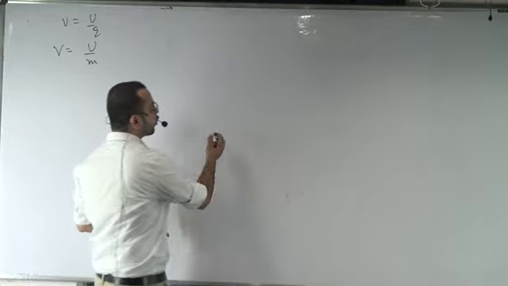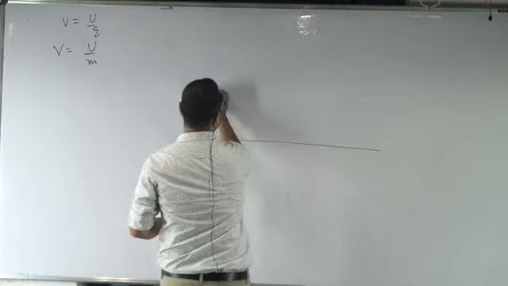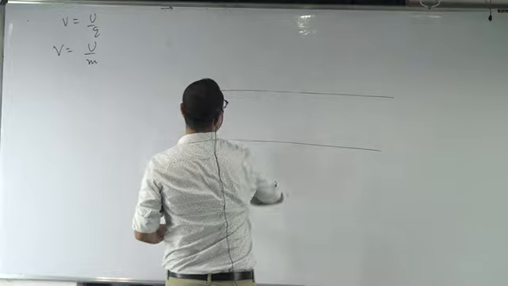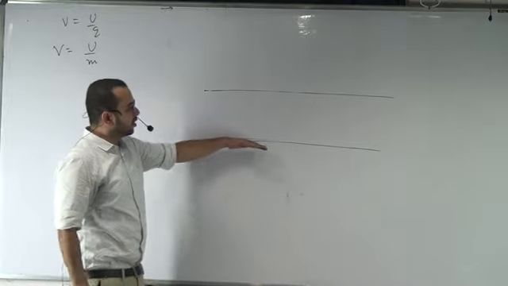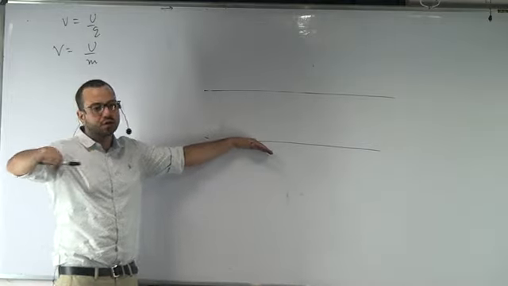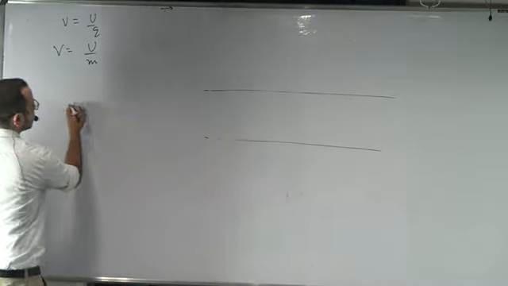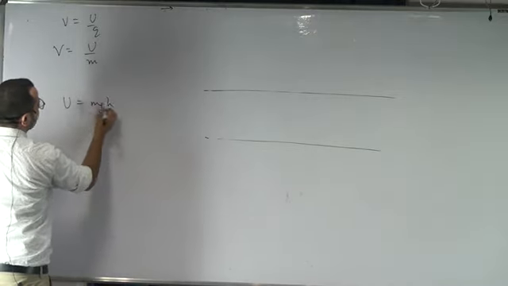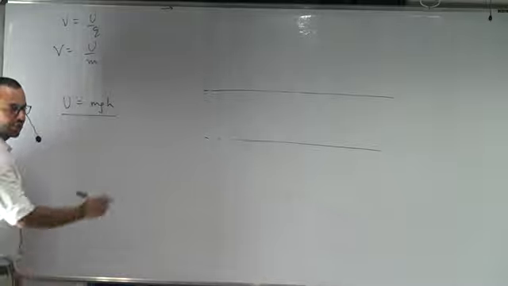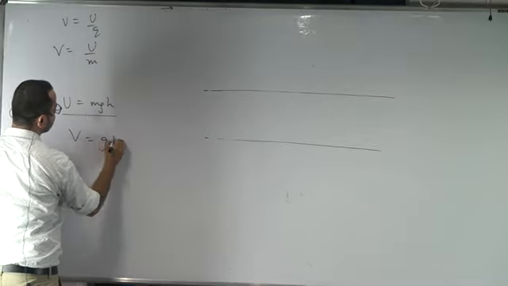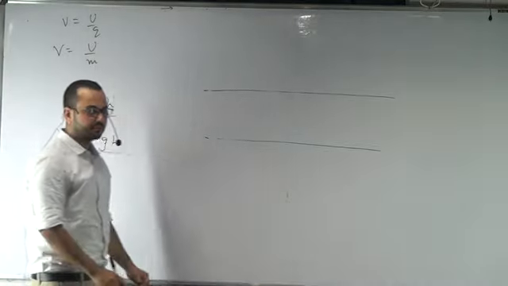Okay, and we are talking about the distances which are very close to the surface. अब इतना तो पता ही है, if the distances are very close to the surface, what is the potential energy? mgh. So what will be the potential? The potential would be gh. Is that correct?